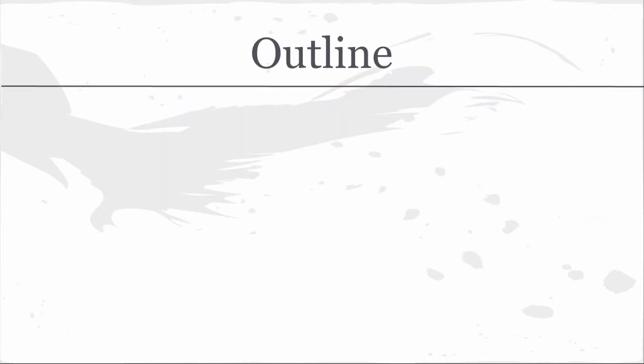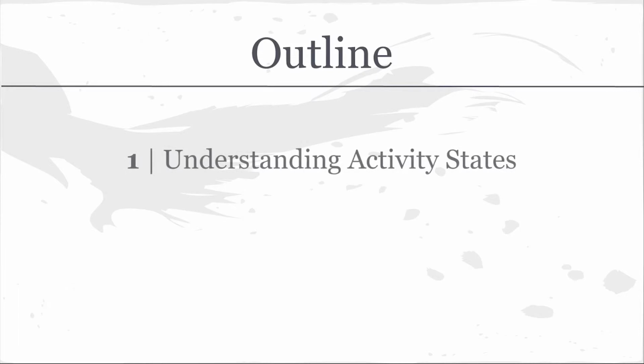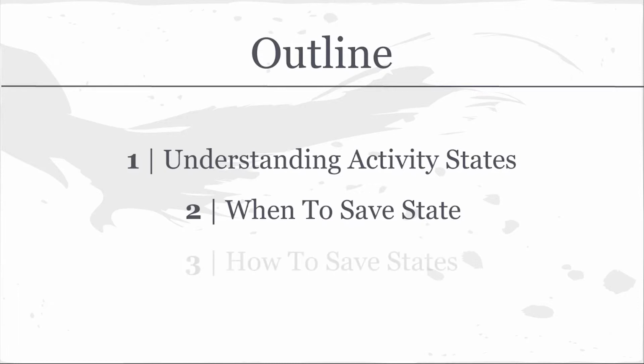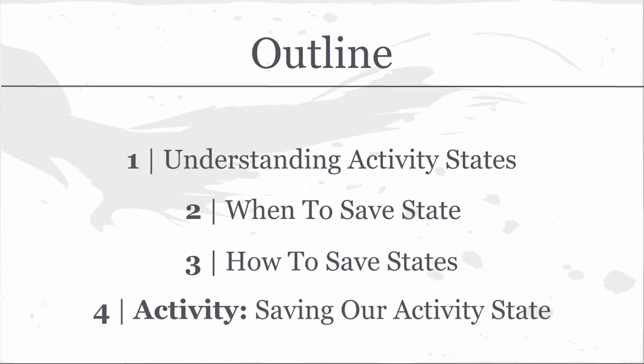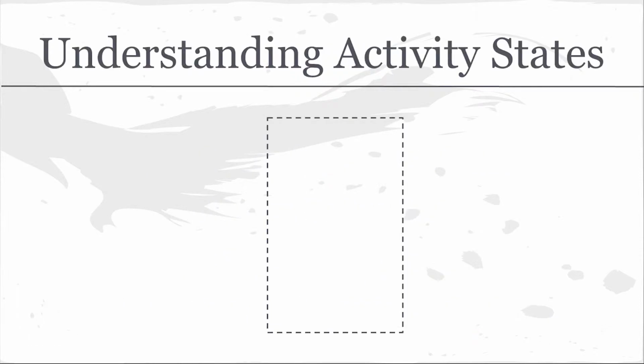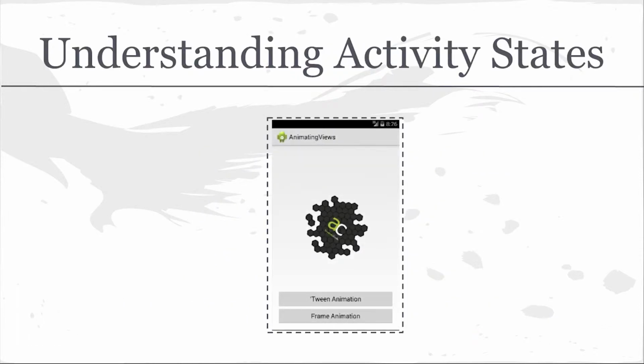So, just to specifically talk about what we're going to discuss today, first, we're going to understand what activity states are and why you need to worry about saving states. And then we're going to transition into when you should save states, when it's necessary and when it's not. And we're going to transition into how you should save your states at a high level. And then we're going to dive into the details in our activity for saving an activity state at the end of the video here. So just to kick things off, we need to talk about what an activity state is.